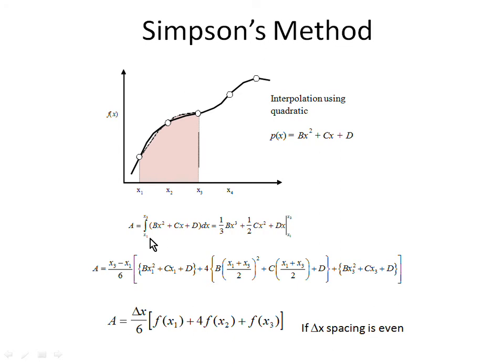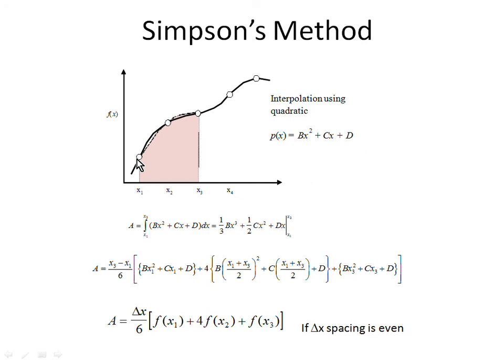Now the last method that we'll look at will extend this approach and interpolate the function between these 3 points using a quadratic. So we're just adding this x squared term here in this interpolating function. That'll allow the interpolating function to have some curvature to it, which will probably make it fit the actual curve between these points a little bit better.